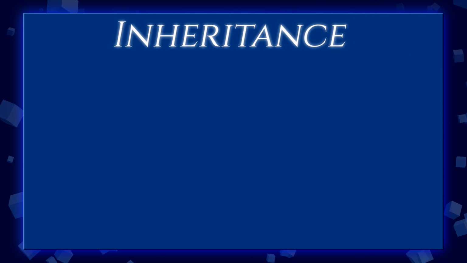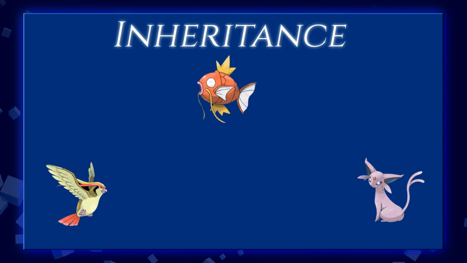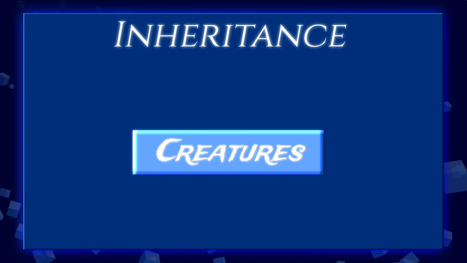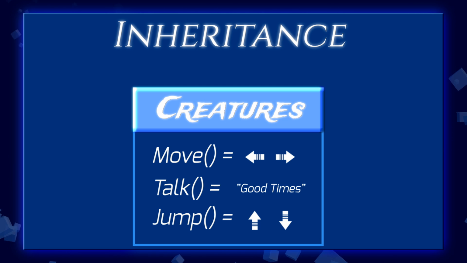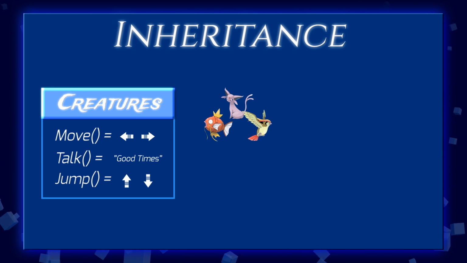So how do we get to do this in a programming context? We'll have to use inheritance, so let's talk about it. In our example, we said that all three of our friends are going to be what we'll call creatures, and the commands we want to send them are move, talk, and jump. This is something all three of them are going to have in common, so let's write it down in our creature definition.